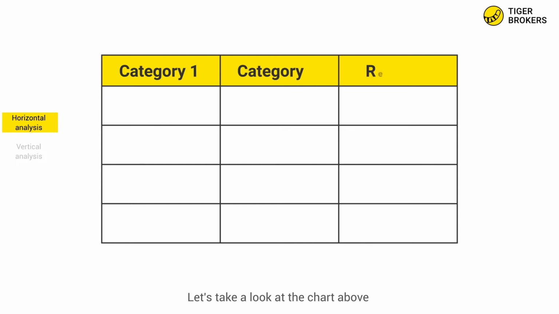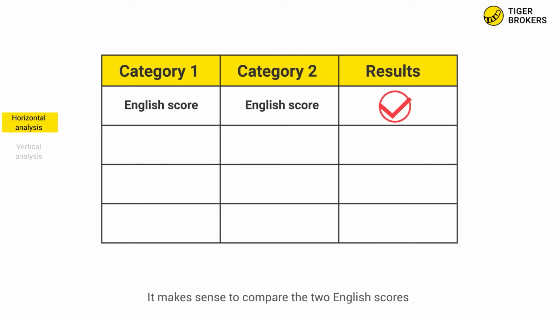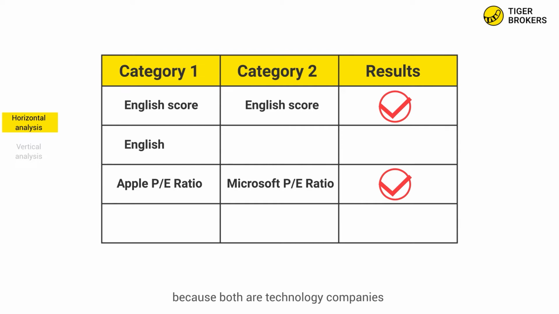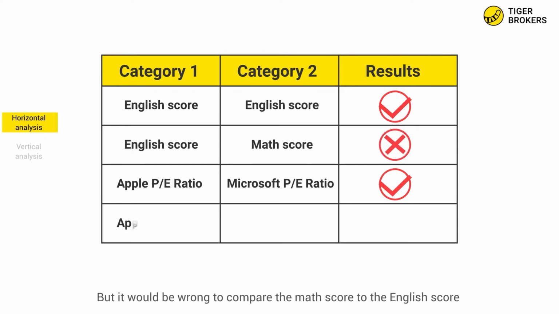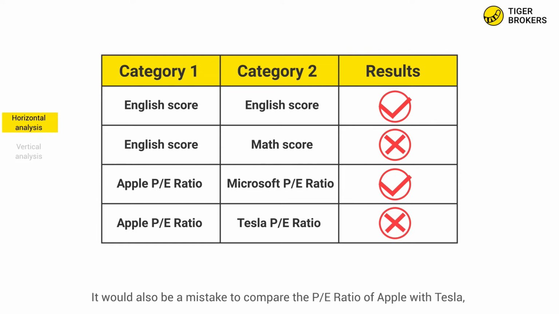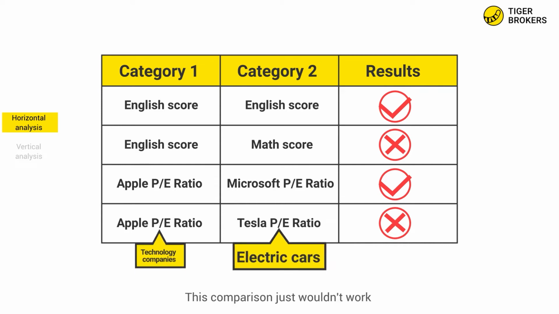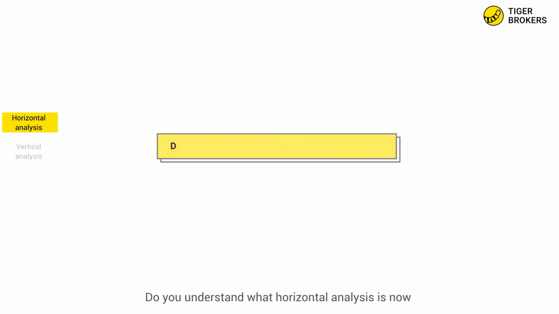Let's take a look at the chart above. It makes sense to compare the 2 English scores. Likewise, we get a meaningful result when we compare Apple and Microsoft's PE ratios because both are technology companies. But it would be wrong to compare the math score to the English score. It would also be a mistake to compare the PE ratio of Apple with Tesla, since Apple does hardware business and Tesla makes electric cars. This comparison just won't work. Do you understand what horizontal analysis is now?